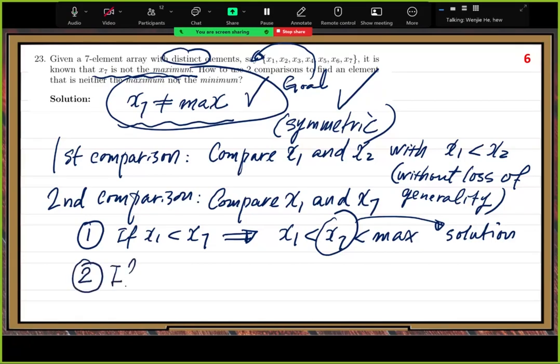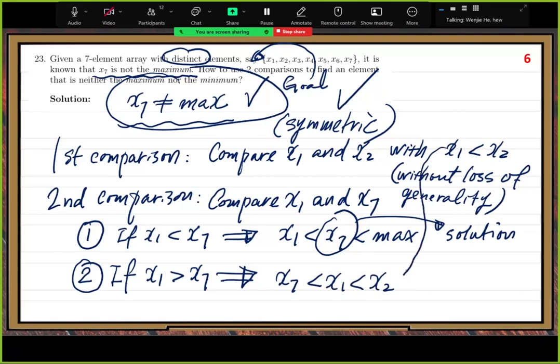Case 2: if x1 is greater than x7, then x7 is less than x1, which is less than x2, inherited from the first comparison, x1 less than x2. So x1 is the solution. It's greater than x7, so it cannot be the minimum. It's less than x2, so it cannot be the maximum. So in the second case, x1 is the solution.